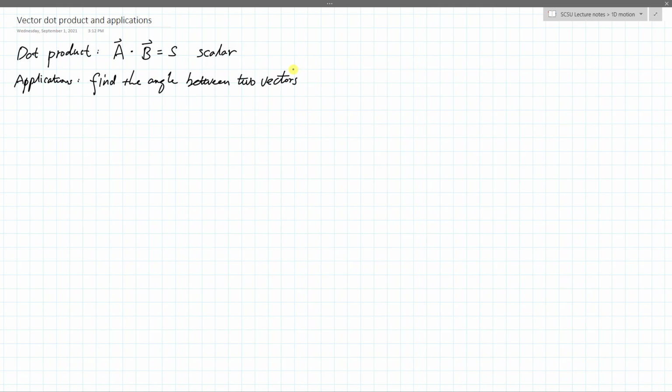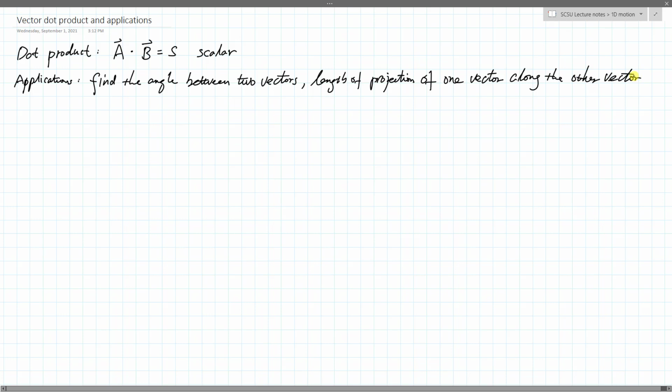And we can also find lengths of projection of one vector along the other vector. Lengths of projection of one vector along the other vector. Okay, so we'll demonstrate both.